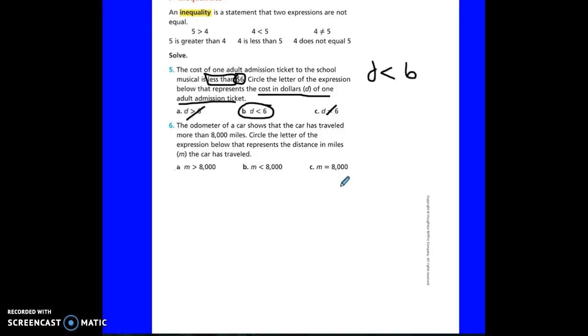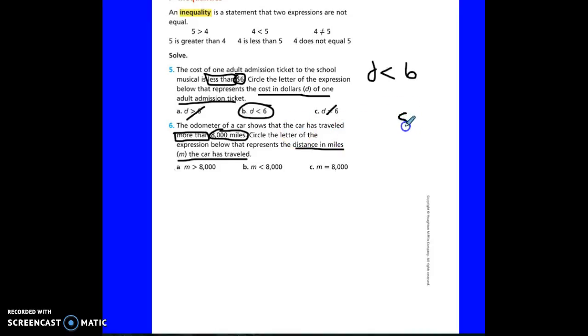All right, let's try this one. The odometer of a car shows that the car has traveled more than 8,000 miles. Circle the letter of the expression below that represents the distance in miles, m, the car has traveled. Okay. So in this case, I know that it is greater than or more than 8,000 miles.